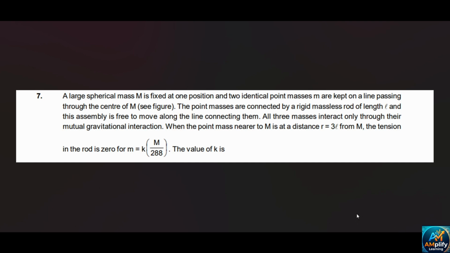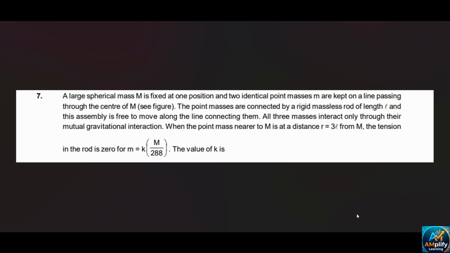So the question is, a large spherical mass M is fixed at one position and two identical point masses m are kept on a line passing through the center of M. The point masses are connected by a rigid massless rod of length L, and this assembly is free to move along the line connecting them. All three masses interact only through their mutual gravitational interaction.